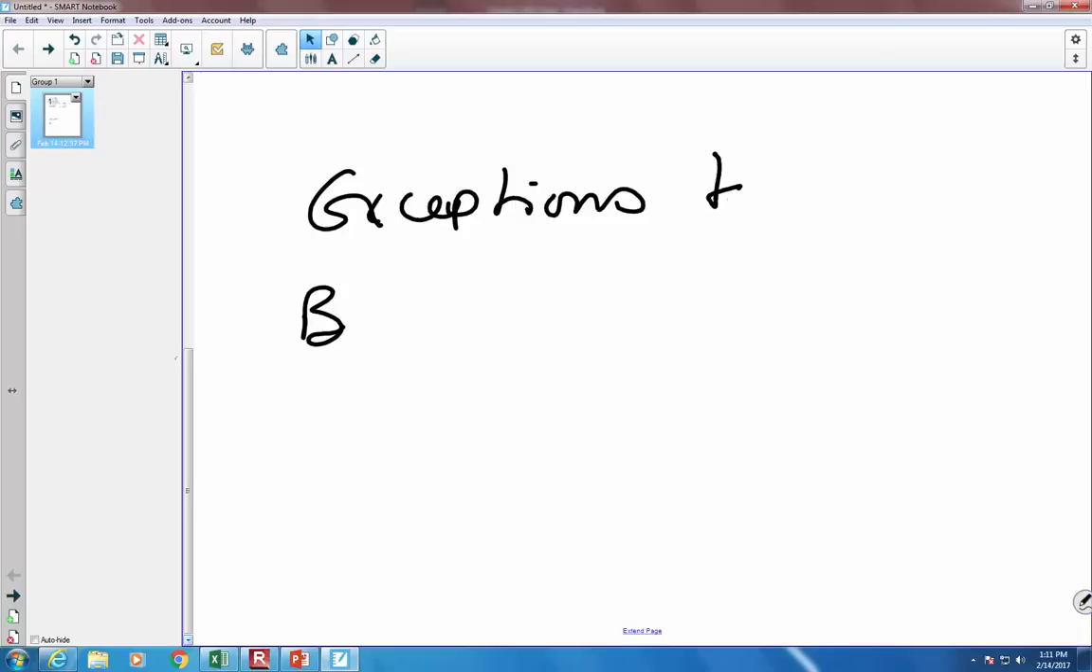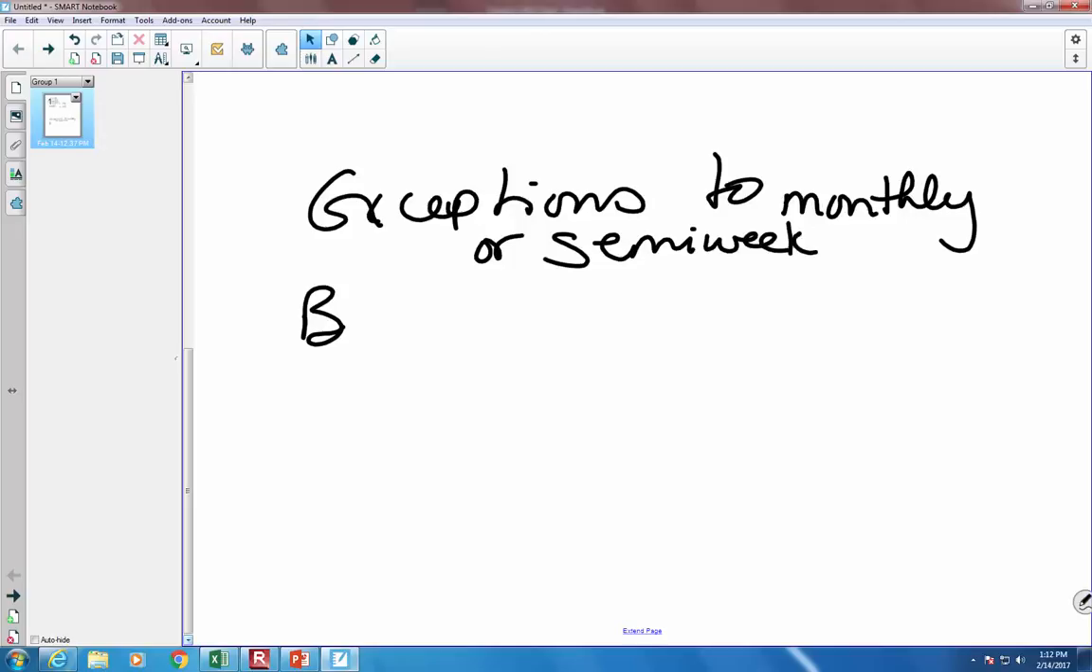And remind me, what are the two major types of depositors? You can either be told that you're monthly or semi-weekly. Okay. So the first exception is if you're really big. And how does the IRS define really big? $100,000 of what? Payroll or payroll taxes? Payroll taxes.